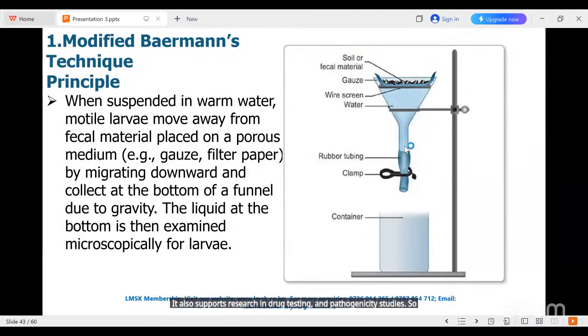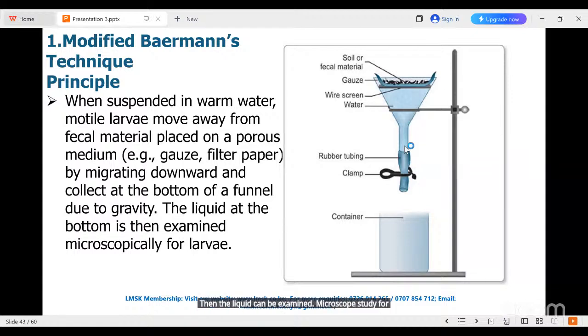So the first one is the modified Baermann technique. This is for Strongyloides stercoralis, although sometimes you might see some larval forms of hookworm. The principle says when suspended in warm water, motile larvae move away from fecal material placed on a porous medium like gauze or filter paper by migrating down and collecting at the bottom of a funnel due to gravity. Then the liquid can be examined microscopically for larvae.